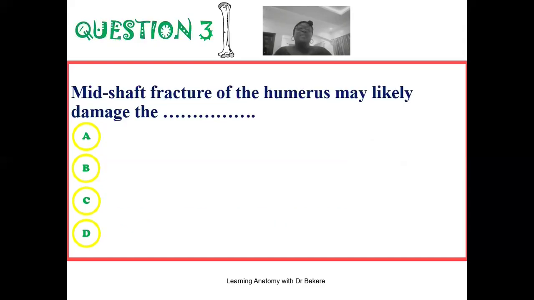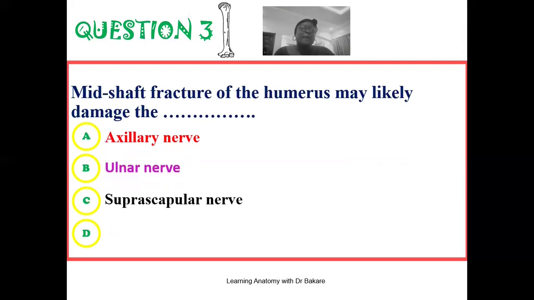The third question here reads that a mid-shaft fracture of the humerus may likely damage the dash. Is it likely to damage the axillary nerve? Is it the ulnar nerve? Is it the suprascapular nerve? Or is it the radial nerve? The correct answer here is the radial nerve. The radial nerve is likely to be damaged when you have a mid-shaft fracture.